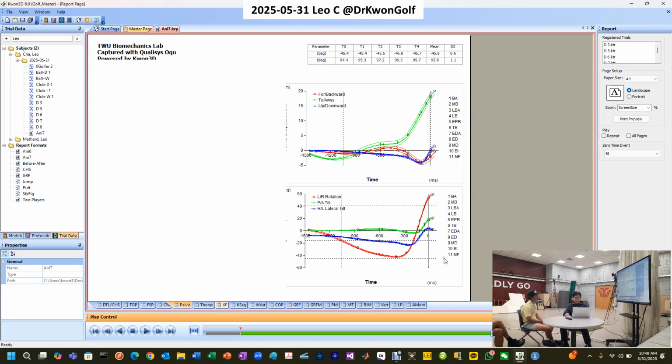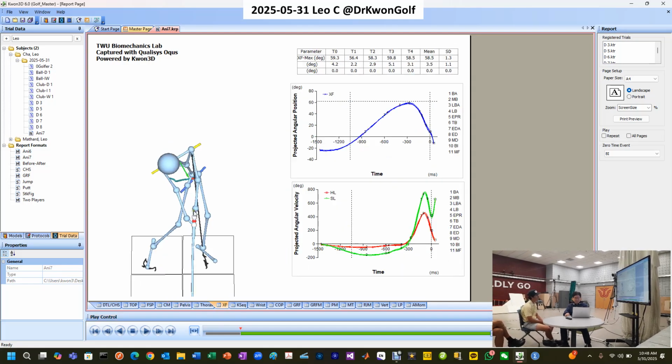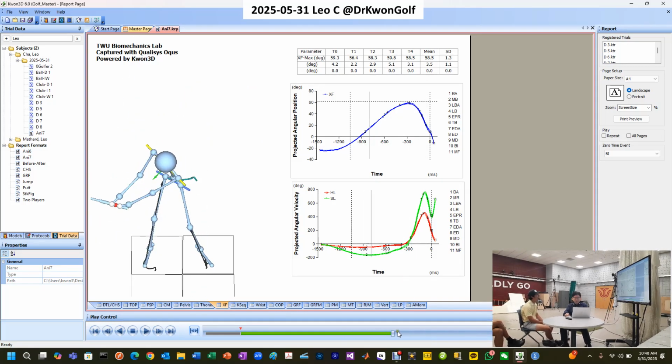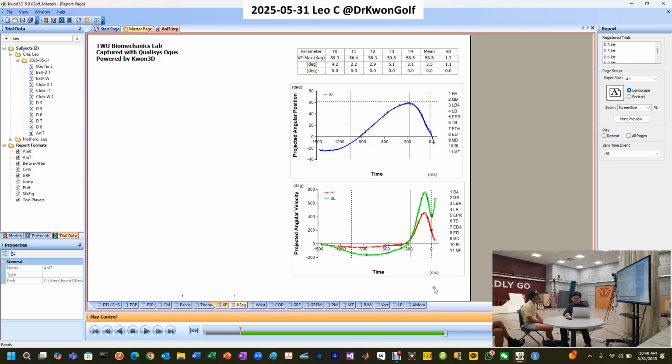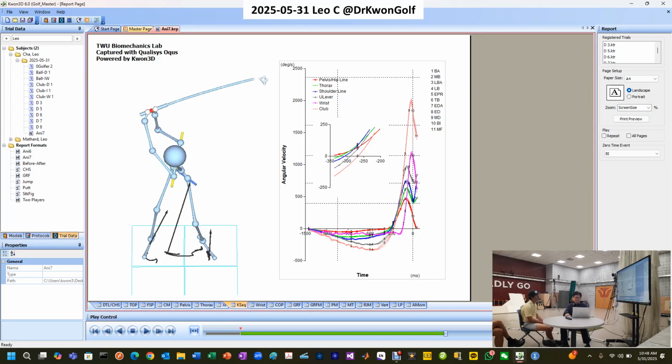And the X factor, this is the separation between the hip line and the shoulder line. This is okay. This shows a continuous separation all the way here. And this is the most separation between the hip line and shoulder line. So this is the elite man's average. This pattern is okay. Now, kinematic sequence. Here we will see something interesting.